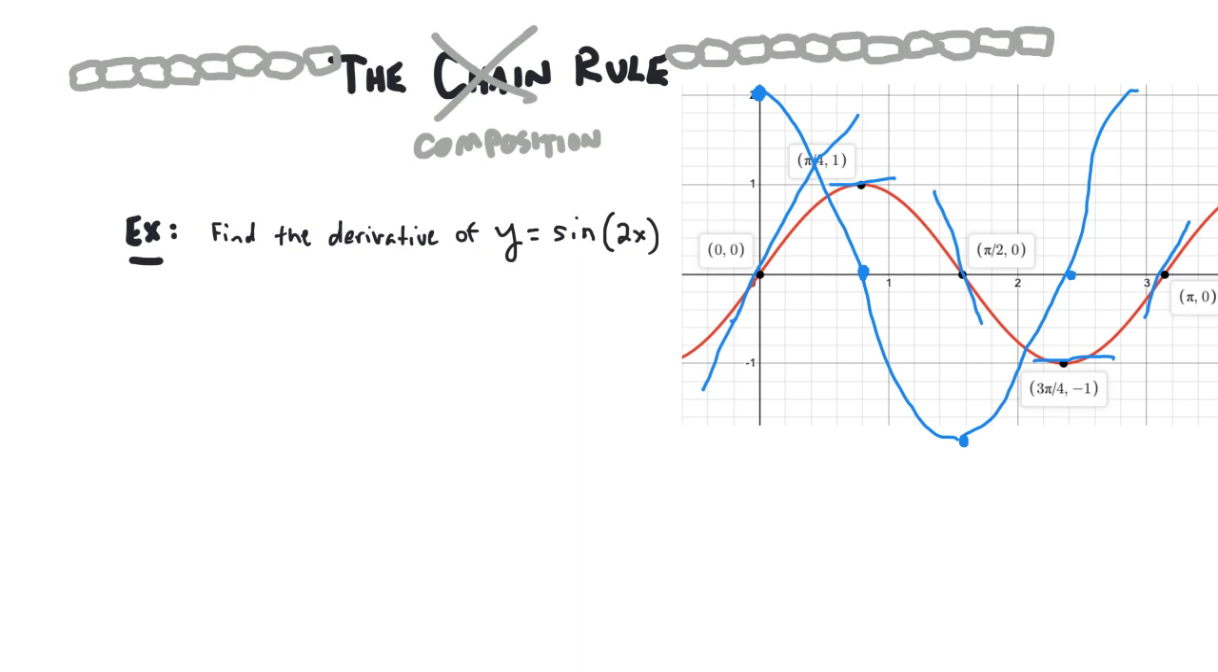So that's the question. Why is the derivative of sine of 2x not just cosine of 2x, but instead it's 2 cosine of 2x? Where does that extra 2, that change in amplitude, come from? Well, once I state the chain rule, I think it'll be perfectly clear.